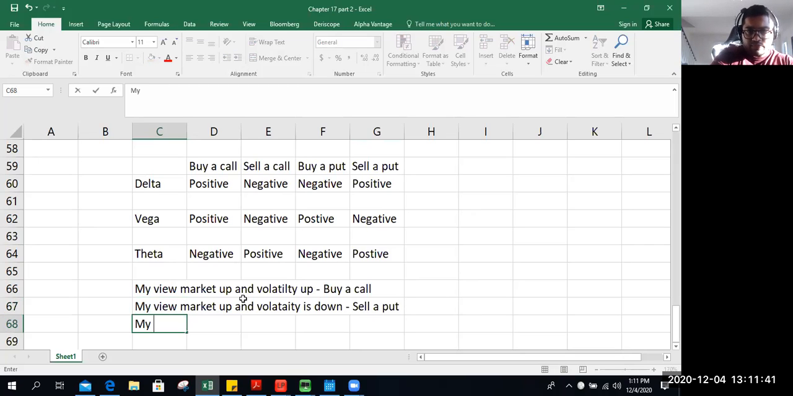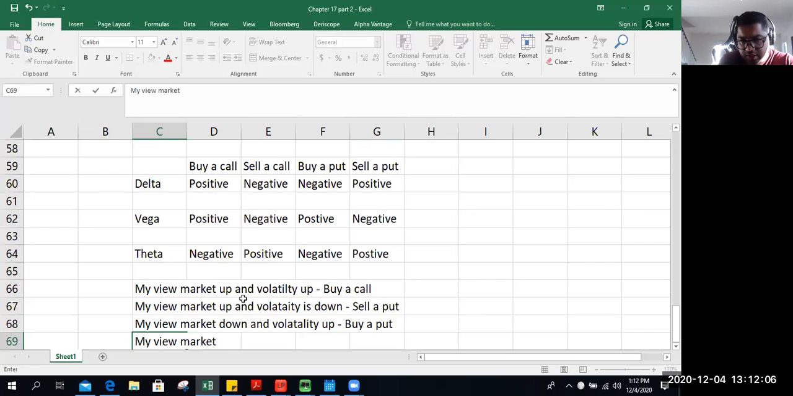My view, market down and volatility up. Buy a put. And my view, market down and volatility also down. You should probably sell a call.